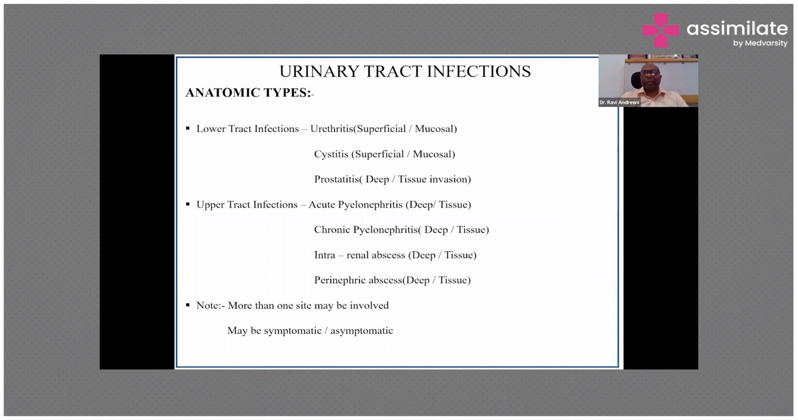Now let's look at the types of urinary tract infections. There are different ways to look at them. For example, you can look at it from an anatomical perspective. You can look at it from an etiological perspective.